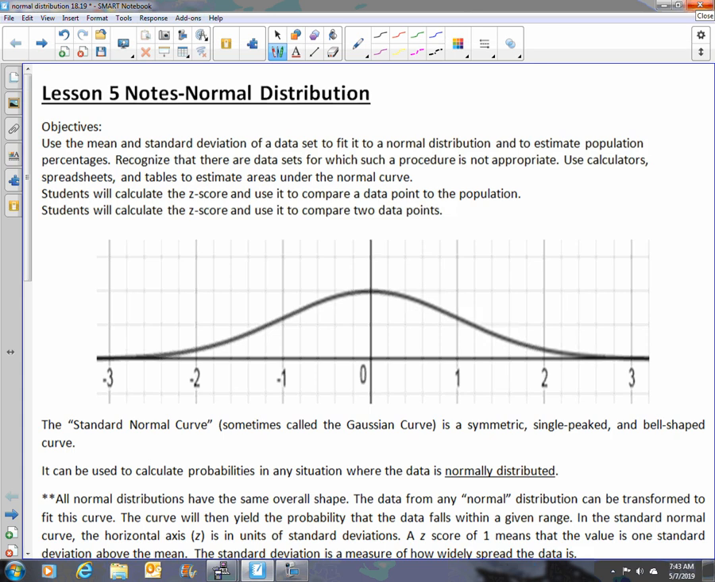It's being made specifically because I have a lot of students that are out of class for some kind of FSA test. Now let me tell you, there are two packets that you would need to download from the course web page. One of the packets says Lesson 5 Notes, Normal Distribution, and the other one is the Standard Normal Curve Tables.